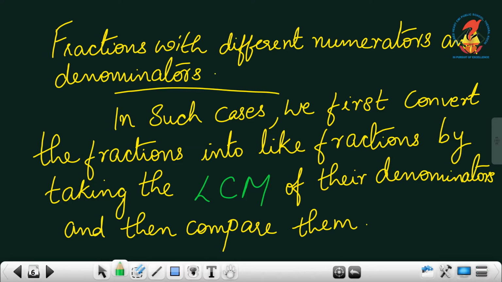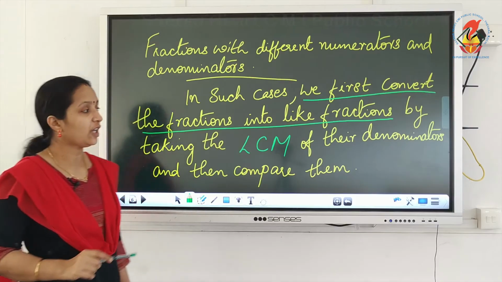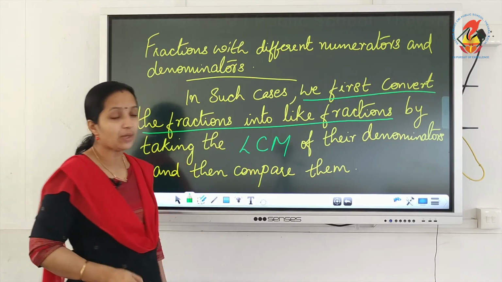Okay. Now, look at the next case. Fractions with different numerators and different denominators. So, if the numerators and denominators are different, what you have to do, children? In such cases, we first convert the fractions into like fractions.